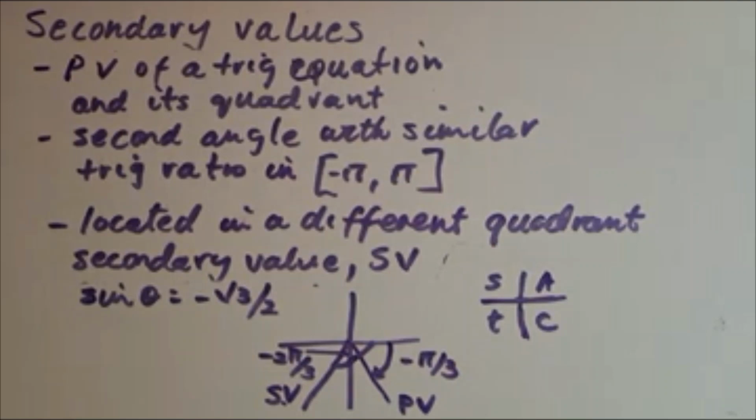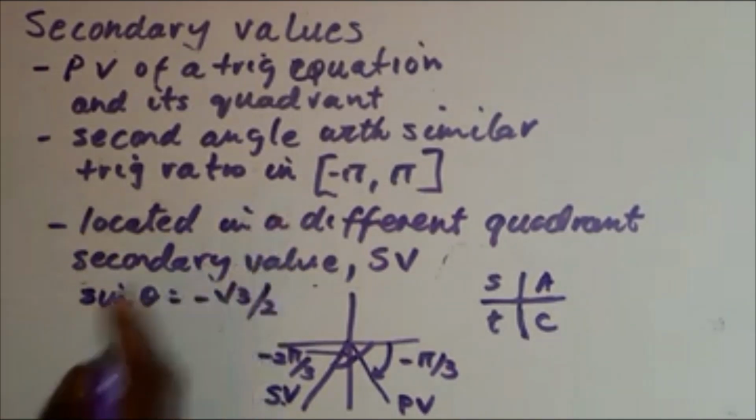And that's it for sine theta. These two examples illustrate secondary values, how to find first your principal value and then your secondary value. And that's as straightforward as finding an alternative angle with the same trig ratio within this interval.